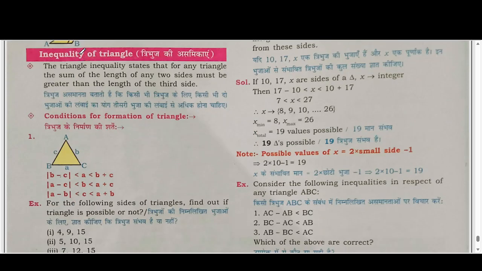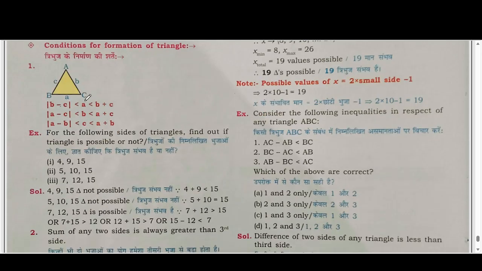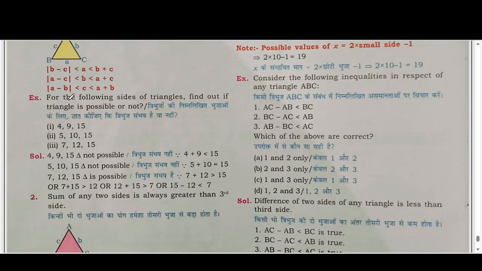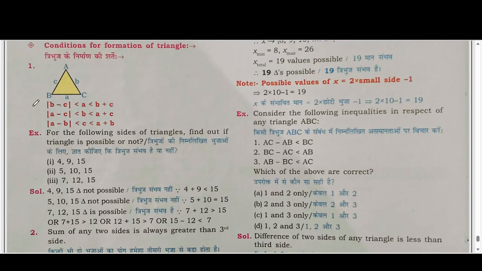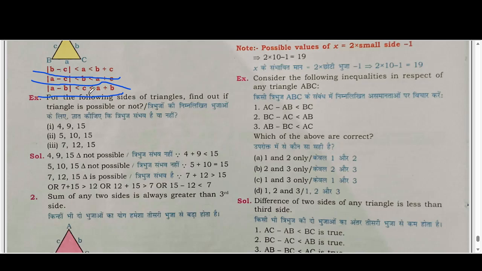Inequality of triangles, let's see. The triangle inequality states that for any triangle, the sum of the lengths of any two sides must be greater than the length of the third side. Conditions for formation of a triangle: the third side C is less than A plus B, and greater than A minus B. The difference is greater than the third side and smaller than the sum.